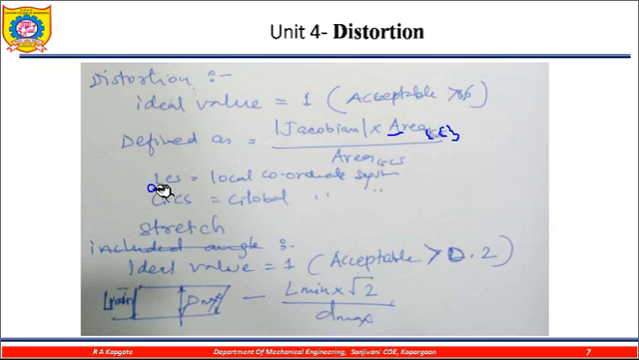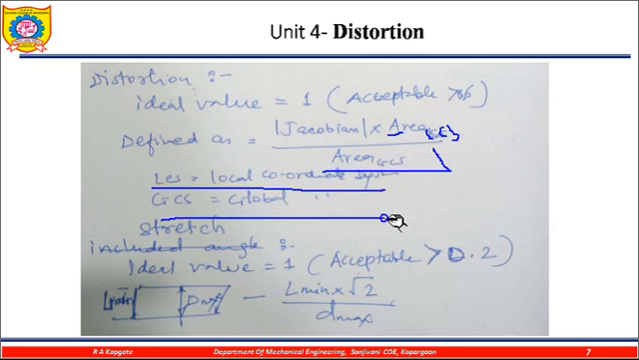This is divided by the area of the GCS, the global coordinate system, and that is called the distortion. So this is also a ratio, defined as the ratio of the absolute Jacobian multiplied by the local coordinate system area divided by the global coordinate system area. The ideal value is 1, or acceptable is greater than 0.1.